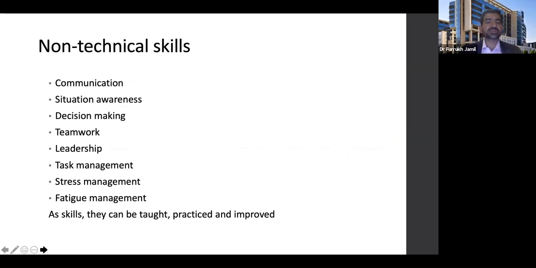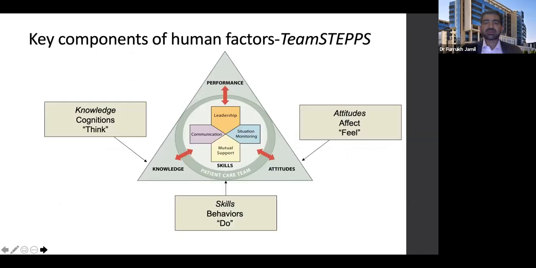The actual humans, although all factors are human factors, but that's the actual human factors. So here we are, the long list of non-technical skills. I'm going to skip this, and I'm going to come back to the TeamSTEPPS again. The TeamSTEPPS model encompasses four key areas you can see in the middle, and the fifth as a circle: leadership, situational awareness, mutual support, communication.